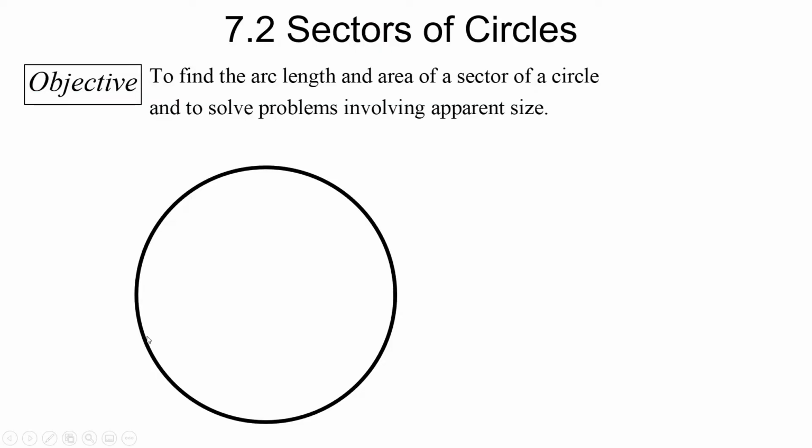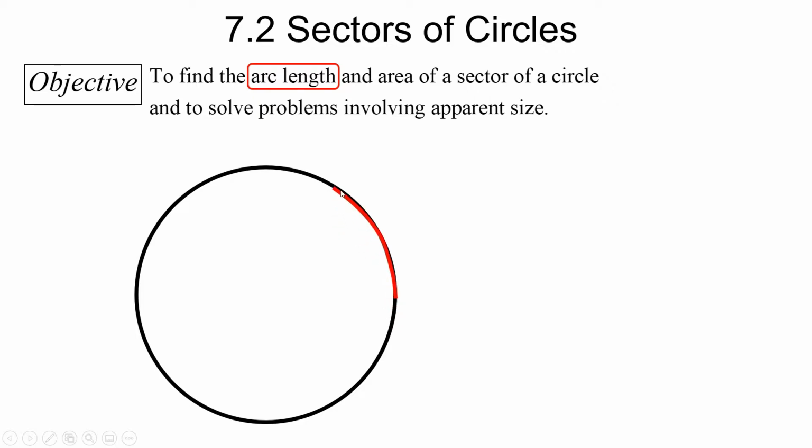Okay, this is 7.2 sectors of circles, and the objective will be to find the arc length and area of a sector of a circle and to solve problems involving apparent size. This is really cool stuff. So first, arc length. Well, arc length is just the length of an arc somewhere along a circle.